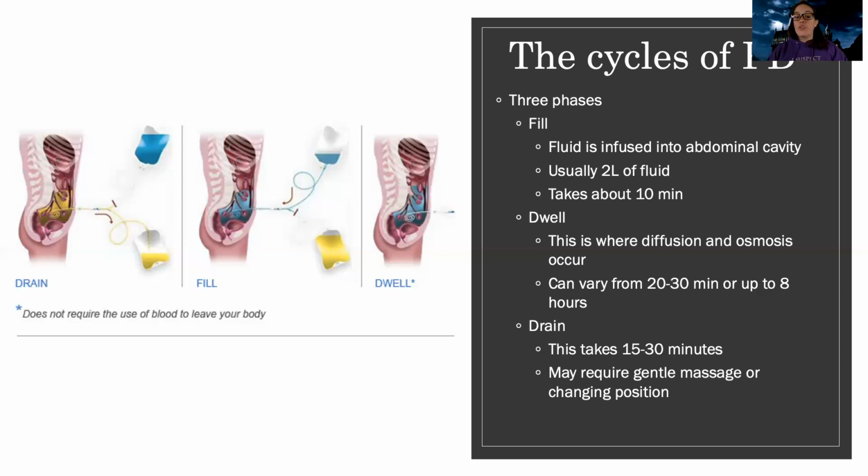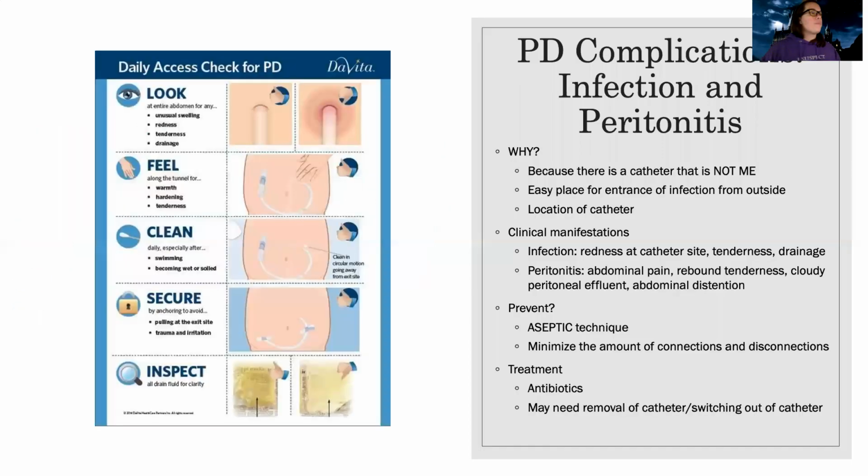A patient can have a dwell period of like 20 to 30 minutes, or they can walk around with it. They could be walking around with this 2 liters in their abdomen for 8 hours, pretty much just allowing it to have a longer dwell period and really soak up all those wastes that are building up in their body. Then there's a drain period, and it takes about 15 to 30 minutes, and they may need to gently massage or change positions to help get all that fluid out of their abdomen.